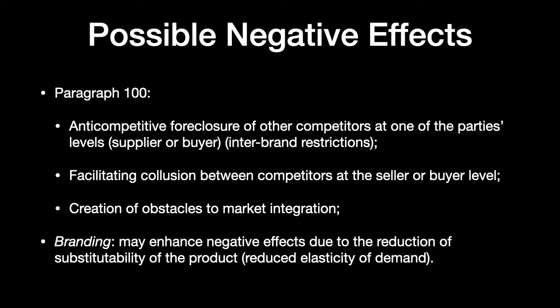Secondly, vertical restraints may be used so as to facilitate collusion between competitors at either the seller or the buyer level. And finally, vertical restraints may create obstacles to market integration. And if you've already read Consten Grundig, you will be familiar with the idea behind the prohibition of absolute territorial protection as a restriction of competition by object, which is clearly linked to the goal of market integration.